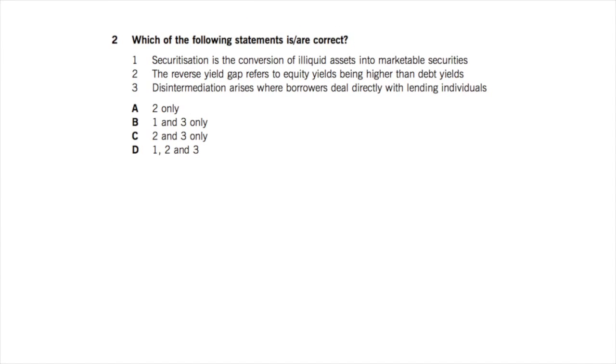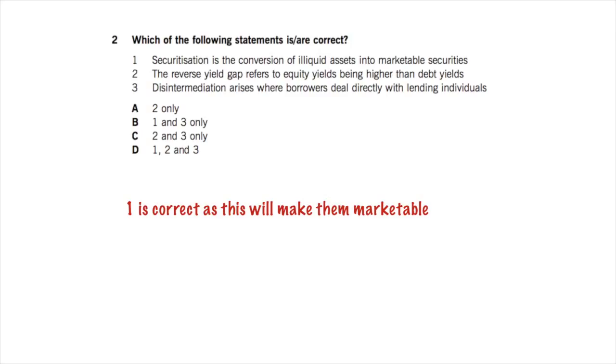So here again, we need to go through each one of these and decide whether we think it is correct or not. And this was a little tricky because the terminology is not always easy in these. So looking at 1 first of all, well, it is correct. Even if you didn't know that, you could maybe work it out by thinking, well, securitization, that means you're putting security onto something, which makes it more secure. And that is the conversion of illiquid assets into marketable securities.